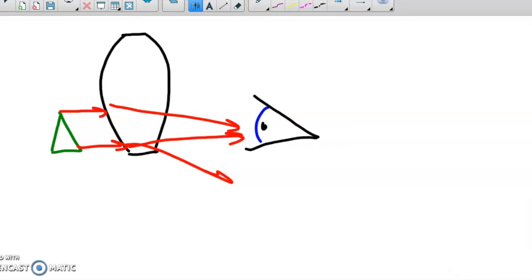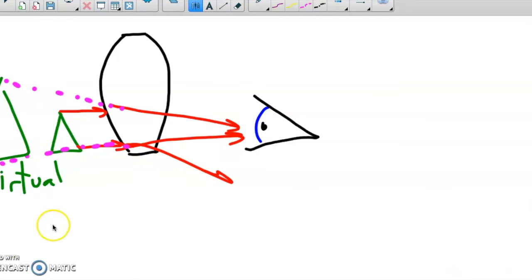And because of the direction that they get angled, if we trace the angled rays backwards, continue those lines, extend them, what we end up with is what's called a virtual object that is bigger than the actual object.